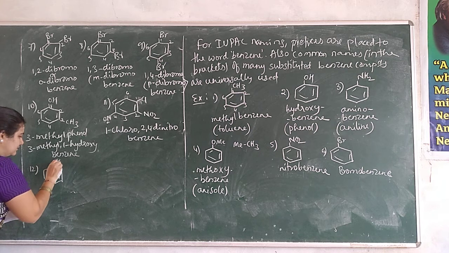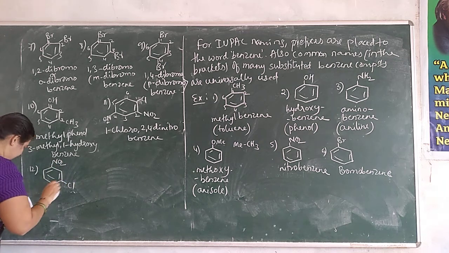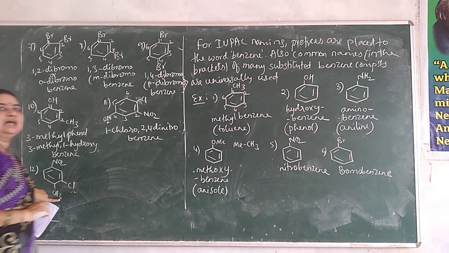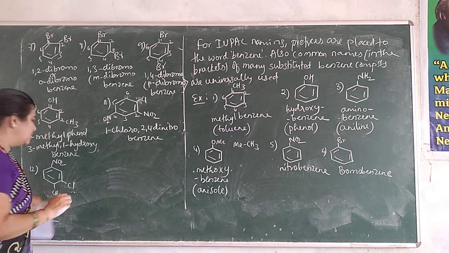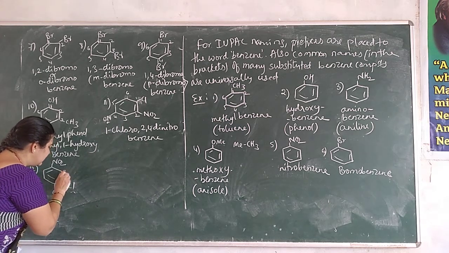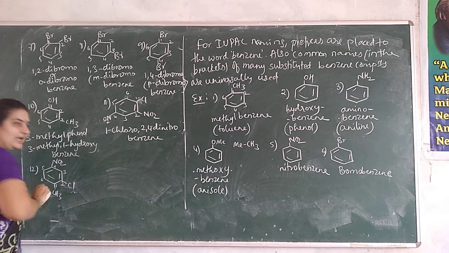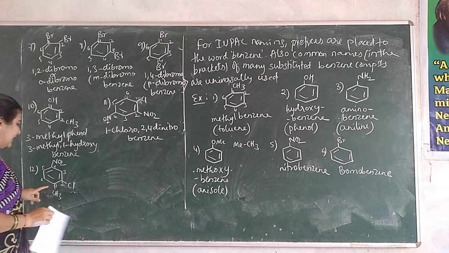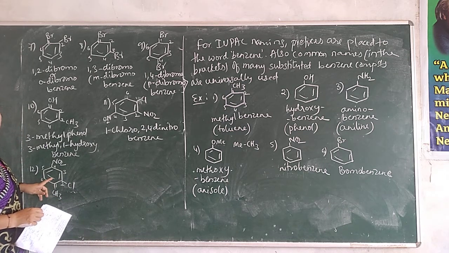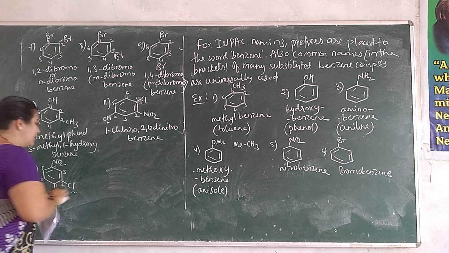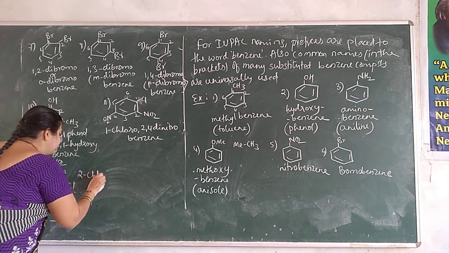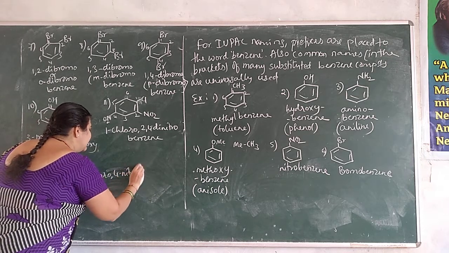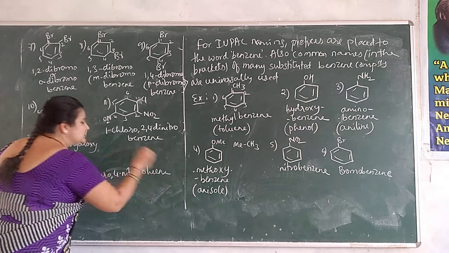NO2, then 3rd carbon atom Cl, then CH3. So I will select here methyl as the parent chain. Okay, so number 1, 2, 3, 4, 5, 6. Here I have selected anti-clockwise direction for the number. Okay, because I have selected the methyl benzene or toluene as the parent chain. So arrange the groups: 2 chloro, 4 nitro, toluene is the name of this compound.